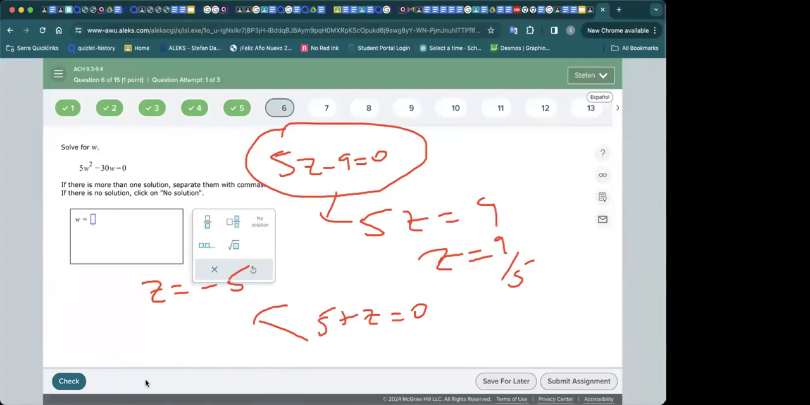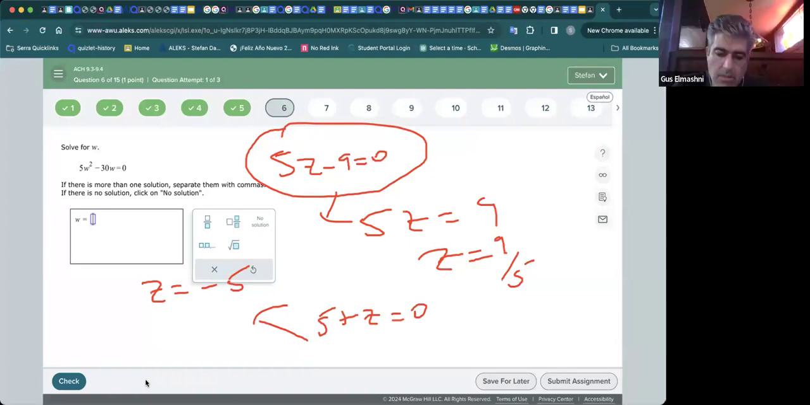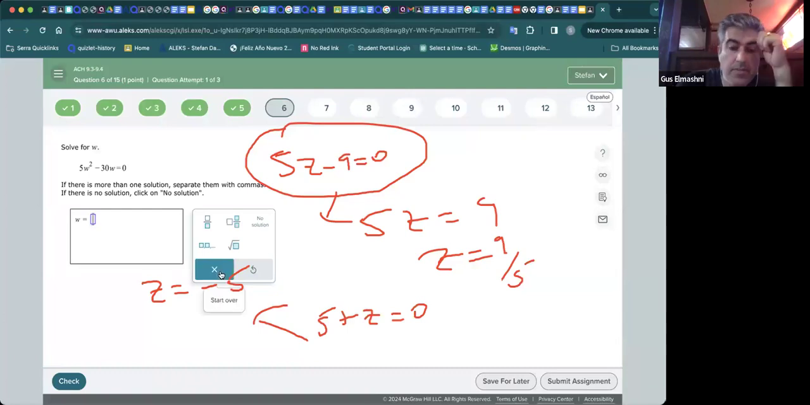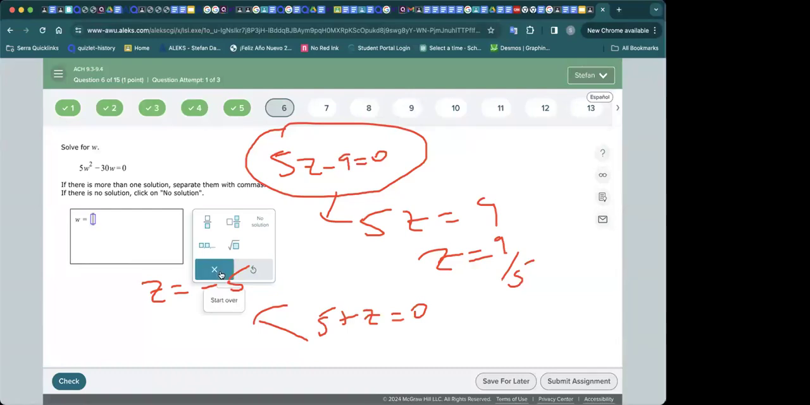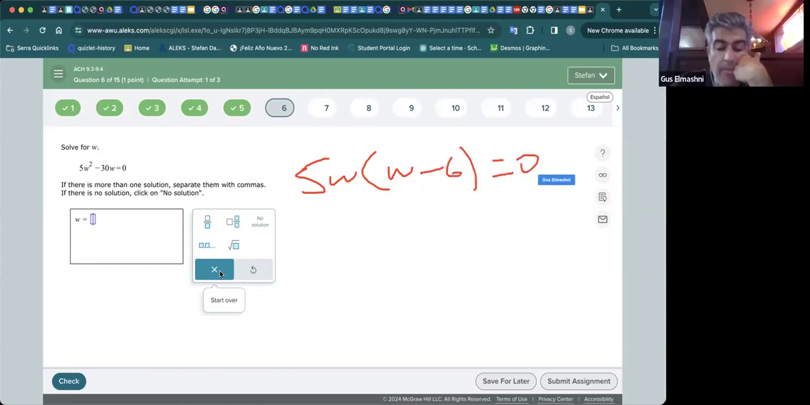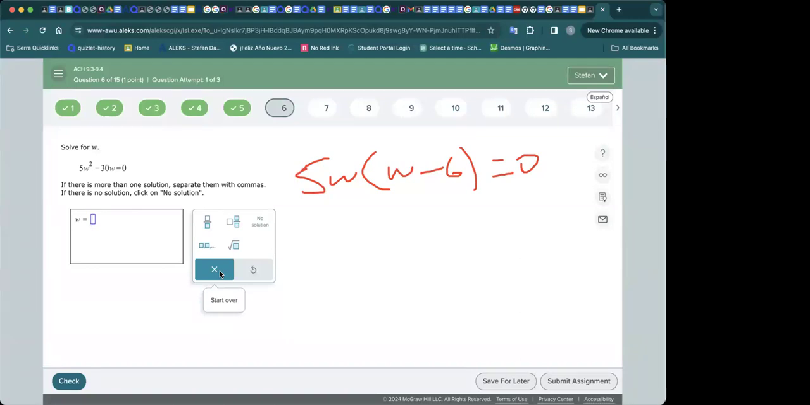Okay. So if there is more than one solution, solve for W. 30 is one of them. No. Well, factor out 5W. I'm looking at that 30 right there. 30 plus negative 30 is 0. You've got to factor first. Okay, so it's a factor.